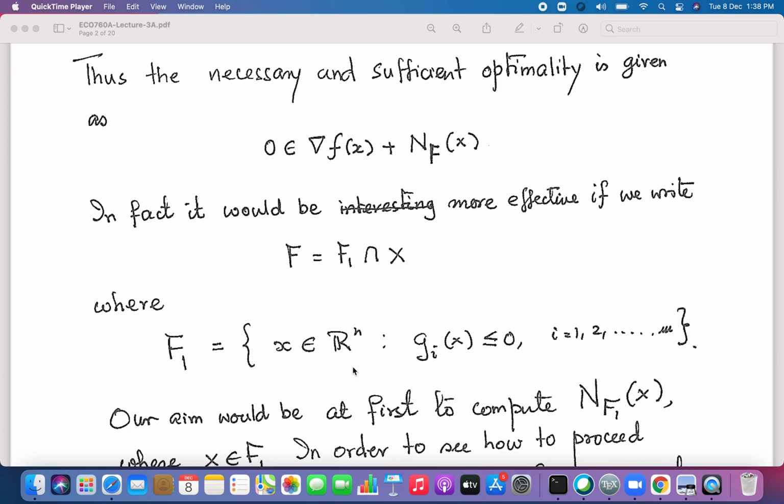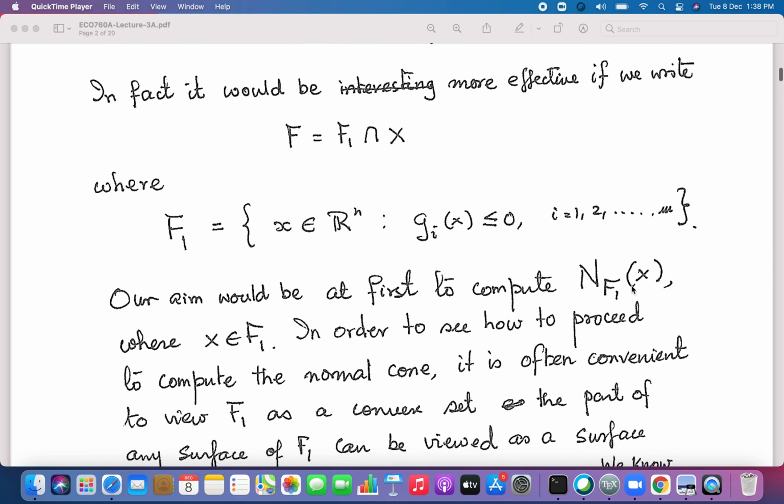Our aim, as I told you, is to compute this normal cone to F1 at some x where x is in F1. So we are logically on track because again we are trying to now compute the normal cone. So the computation of the normal cone is the key idea.